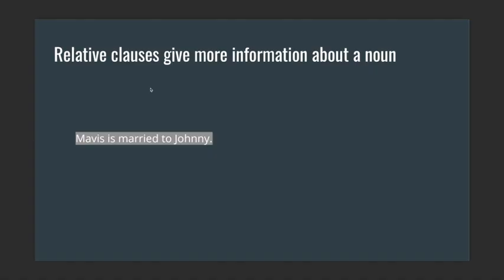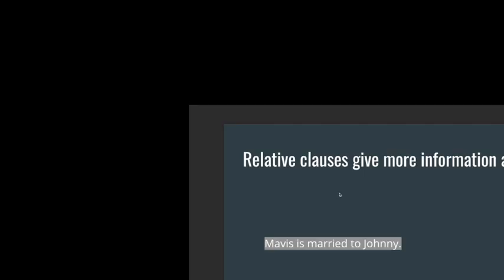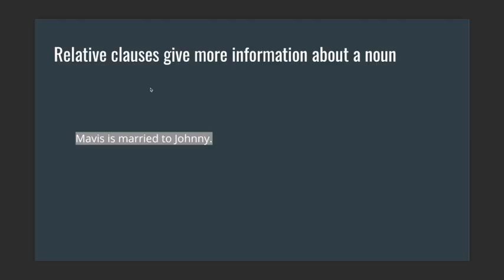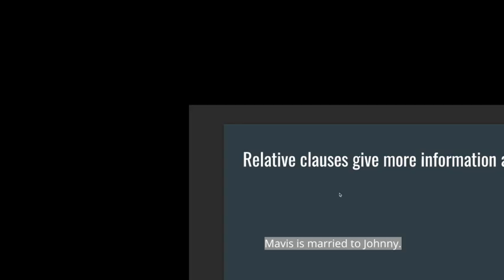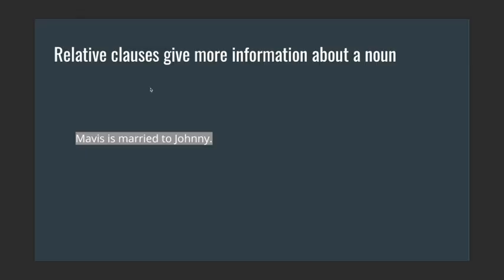This is a simple one-clause sentence. Mavis is married to Johnny. We have a subject, which is Mavis. We have a verb, is, and we have an object. So Mavis is the subject. She is married. That's the verb. And who is receiving the action? Johnny. So Johnny is the object in that case.